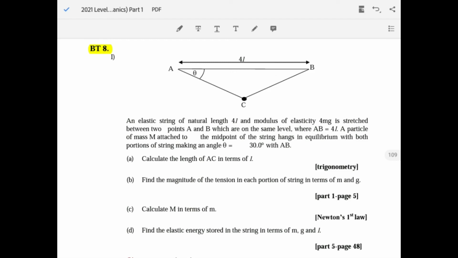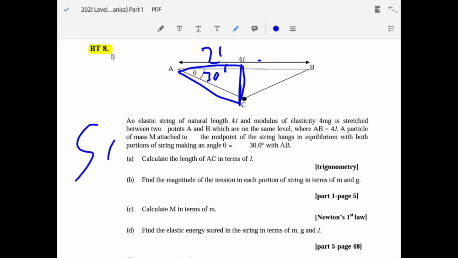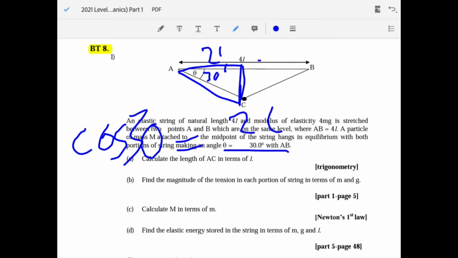There's no physics involved over here. You simply take a triangle, and this is 4L, so this would be 2L, and this is 30 degrees. Then you need to find AC, so cosine 30 is equal to adjacent, which is 2L, over hypotenuse, which is AC. So AC is 2L over cosine 30. So AC is equal to 2 over root 3 over 2.